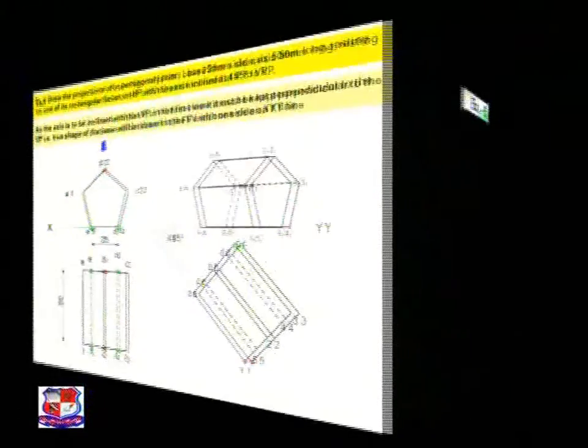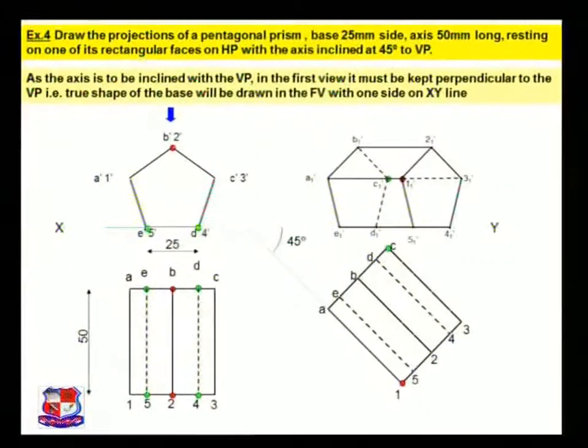So this is the solution of this problem. You can see here, this satisfies all the conditions. The axis is inclined to VP. You can see here, that is 45 degrees. So this axis will make an angle of 45 degrees with the XY line, and this front view and this prism, this pentagonal prism, is resting on its rectangular face.